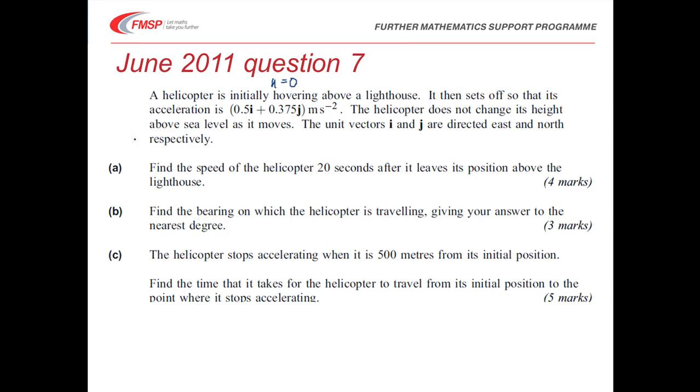and north respectively. And three things we've got to do. First of all, we've got to find the speed of the helicopter 20 seconds after it leaves its position above the lighthouse. We've got to find the bearing on which the helicopter is travelling, and be careful, we're asked to give it to the nearest degree, and it must be given as a bearing. And then in part C, we're told that the helicopter stops accelerating when it is 500 metres from its initial position, and we're asked to find the time it takes for the helicopter to travel from its initial position to this point where it stops accelerating.